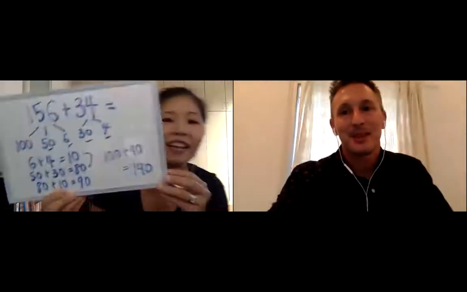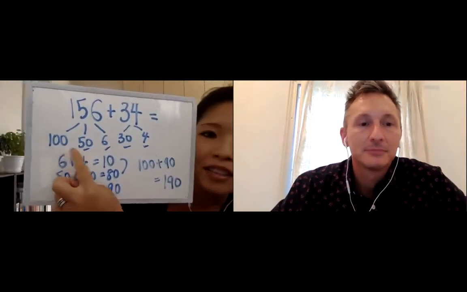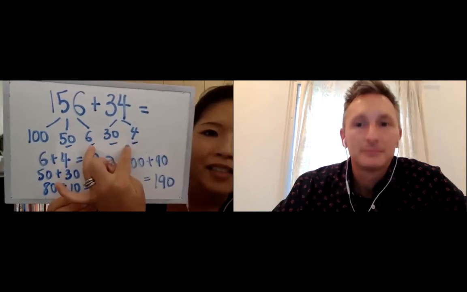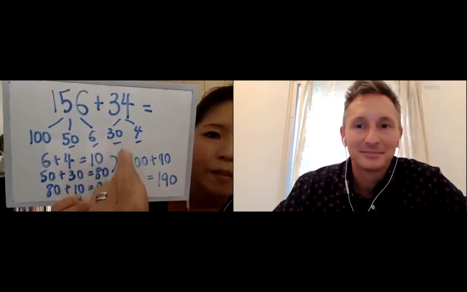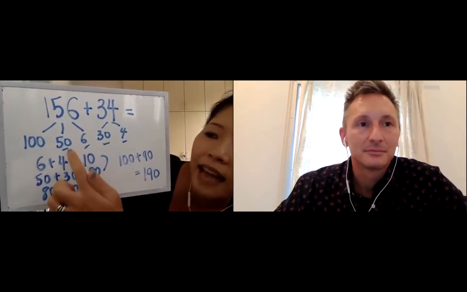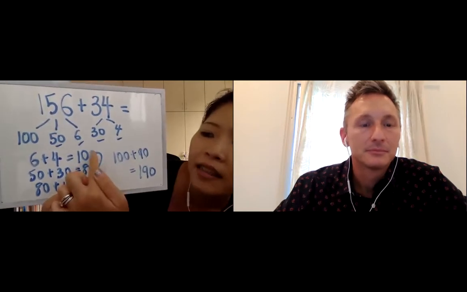Mr. Regan. Thank you. I solved it using a decomposing strategy, and I decomposed the numbers 100, 50, and 6, and 30, and 4, and I spotted a combination of 10 right away. 6 and 4 makes 10, boom. So I started with that. Then I added my 10s, 50 plus 30 made 80. Then I combined them together.